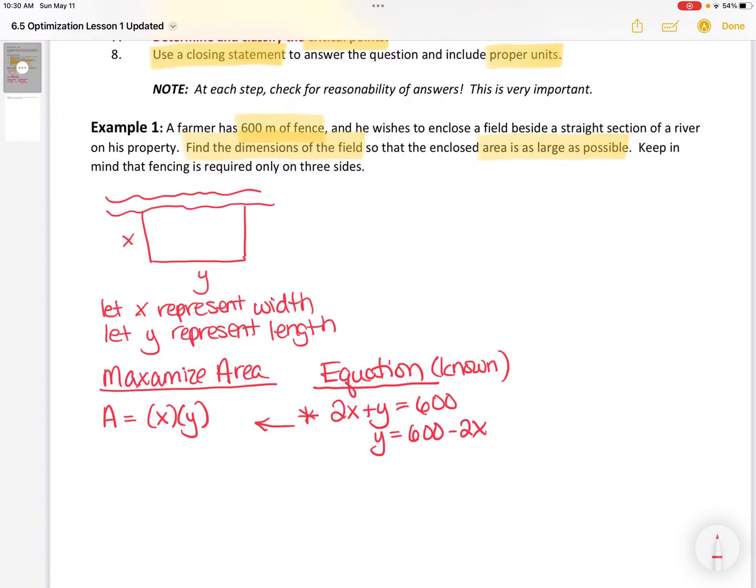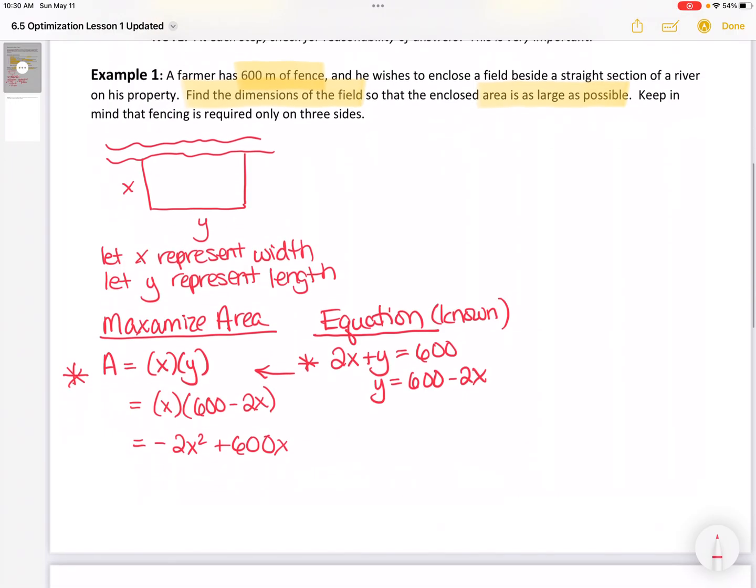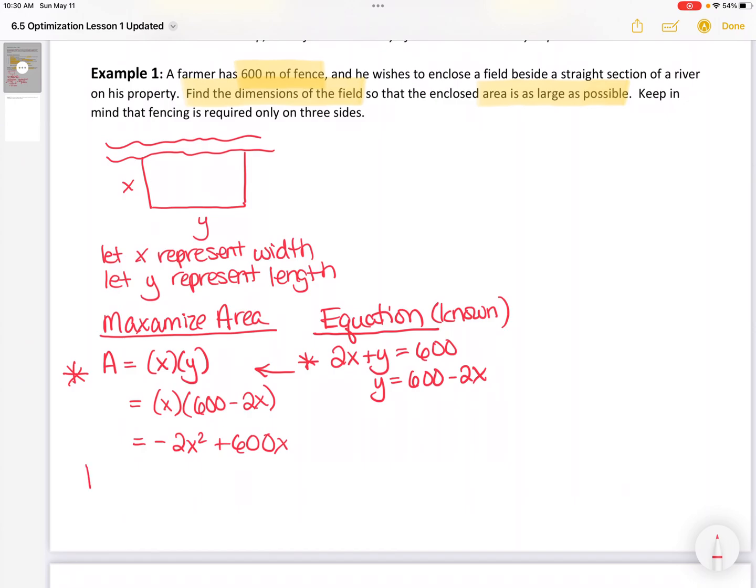And then I'm going to sub that into my expression over here, my area expression. So instead of y, I have 600 minus 2x, which I know is equal to negative 2x squared plus 600x. Now, a couple things to keep in mind here. There are different ways to show that something is a maximum value, and we'll get into that in a minute. But I'm just going to quickly write down my domain.